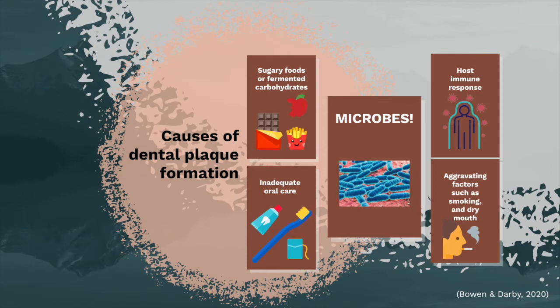Sugary foods and fermentable carbohydrates are the biggest contributors of plaque. Or if you're not practicing consistent oral care such as toothbrushing and flossing, that can also lead to plaque calcifying and becoming tartar. Other factors include your host immune response, as well as medications that can cause dry mouth or excessive smoking and drinking. But the biggest contributor of plaque formation are microbes.